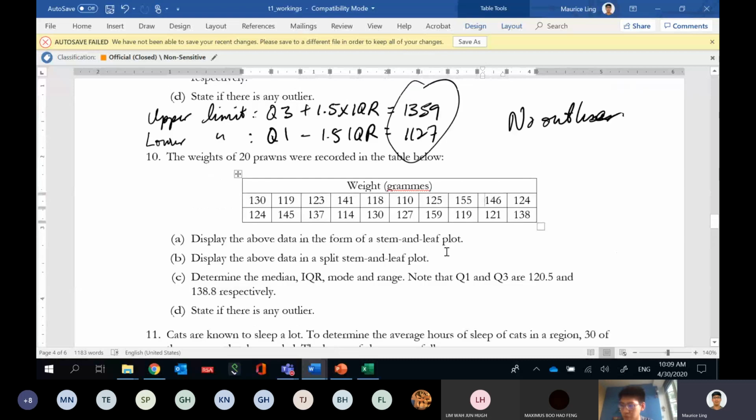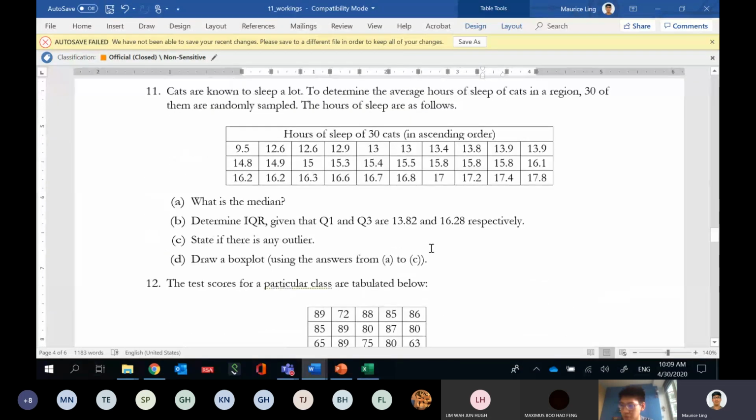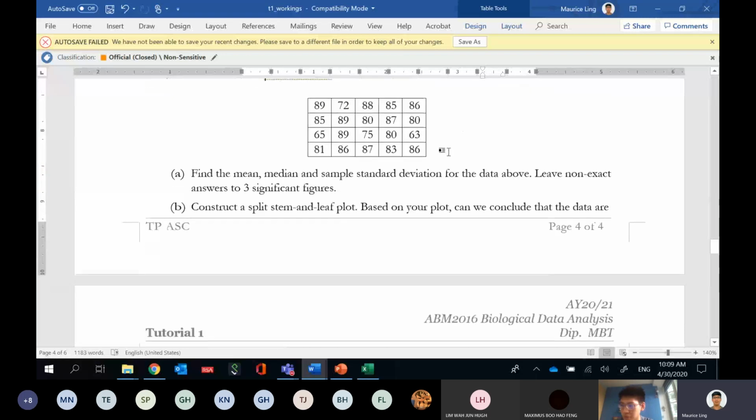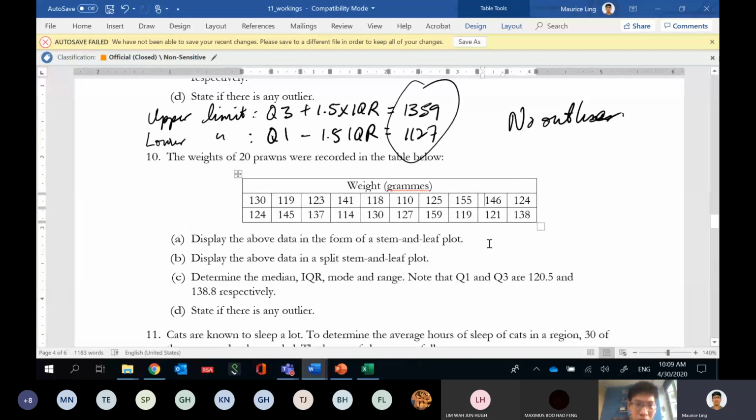So far, so good. Okay, since it is already 10 a.m., I will leave you the other questions, because question 10, question 11, and question 12 are basically very similar. Maybe I'll just finish it up, it makes our life easier this way. So we'll go through the important parts. We don't bother about the stem and leaf display.